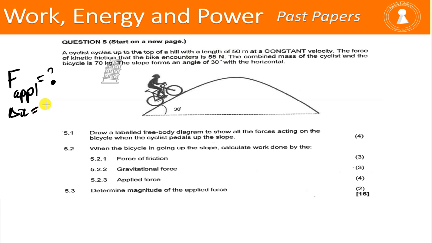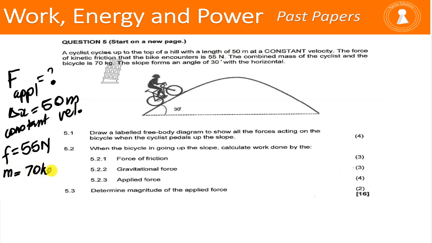So delta X is 50 meters, at constant velocity. Interesting. Constant velocity. The force of kinetic friction that the bike encounters is 55 newtons. So friction is 55 newtons. The combined mass of the cyclist and the bicycle is 70 kilograms. So we will say the mass is 70 kilograms. The slope forms an angle of 13 degrees with the horizontal. Cool. By the way, we need to complete this question in 16 minutes.